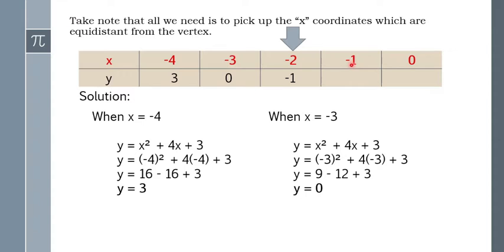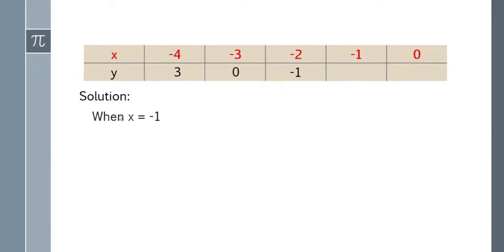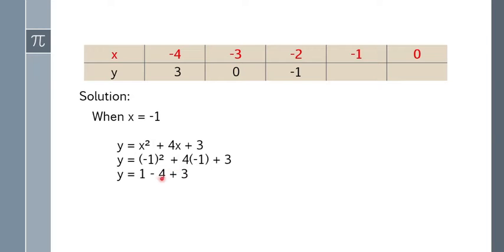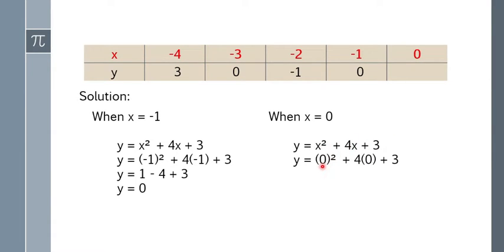How about if x is equal to negative 1? Substitute again the value of x into negative 1. Negative 1 times negative 1 is positive 1, negative 4, and positive 3. So 1 minus 4 is negative 3, plus 3 is equal to 0. Okay, so 0 na natin to. How about x equals 0? Lahat na yan 0, so matitira lang ay yung value of 3.